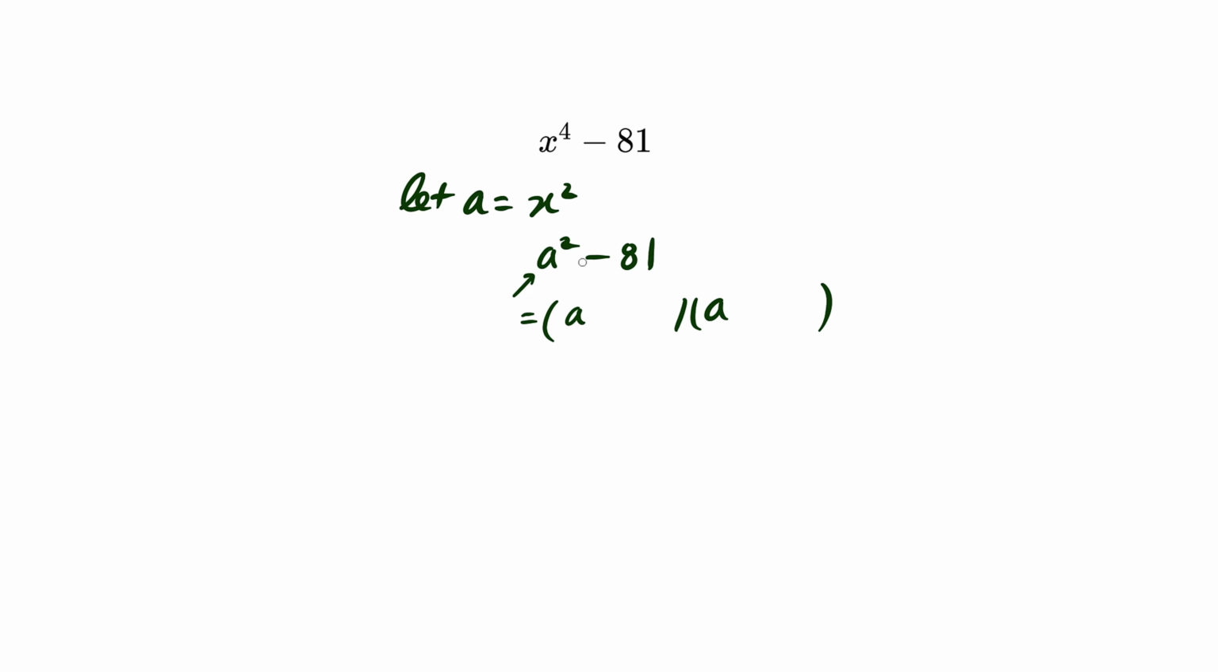We have a times a, which is a squared, plus and minus 9. Now, what is a again? a is x squared. So we have x squared plus 9, which is not factorable because this is a plus sign. And we have x squared minus 9, which can be factored further.